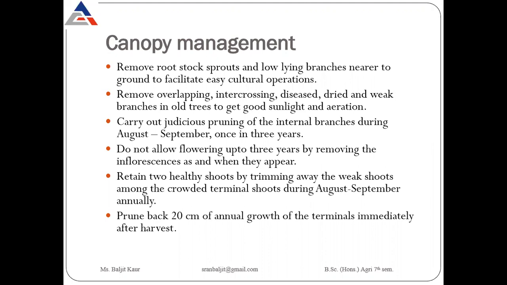Then remove all the overlapping, intercrossing, diseased, dried and weak branches in old trees to get good sunlight and aeration, right? So all the overlapping, crisscrossed branches, diseased branches, dead wood, that should be removed. Carry out judicious pruning of the internal branches during August, September once in 3 years, right? So one time in 3 years, we have to do judicious pruning of the internal branches also.